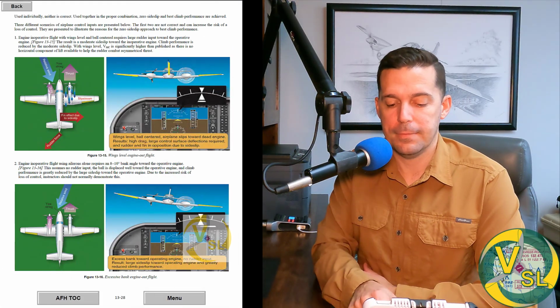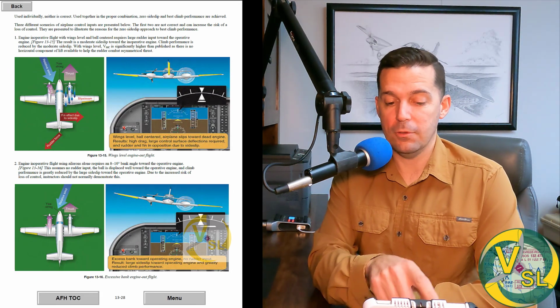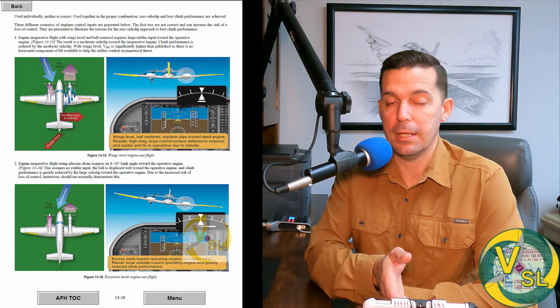The American Bonanza Society trains Baron pilots in a way that's not in conjunction with the FAA. It says to lock the ailerons neutral, and that increases VMC significantly. There's verbiage in Chapter 13 about holding the wings level making VMC significantly higher. In fact, I'm going to scroll over in Chapter 13 to where it's talking about VMC in different configurations. And right here on page 13-28, it talks about how with the wings level, VMC is significantly higher than published, and there is no horizontal component of lift available to help the rudder combat asymmetric thrust.